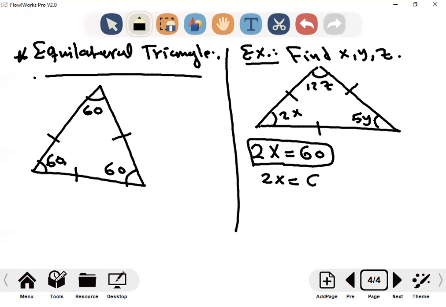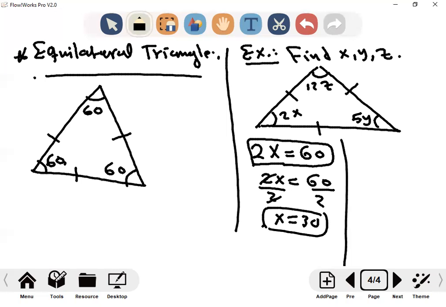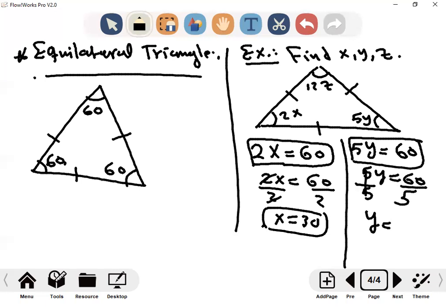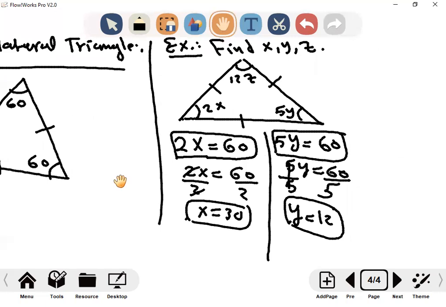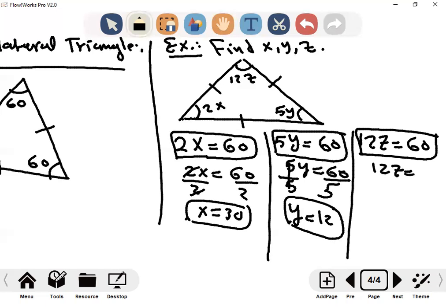So 2x equals 60. Divide by 2 both sides. So x will be what? 30. Right. And the 5y equals what? 60. Right? Means 5y equals 60, divide by 5 both sides. Y will be what? 12. And the 12z equals what also? 12z equals 60. Means z equals 60 divided on both sides by 12. Z will be what? 5.